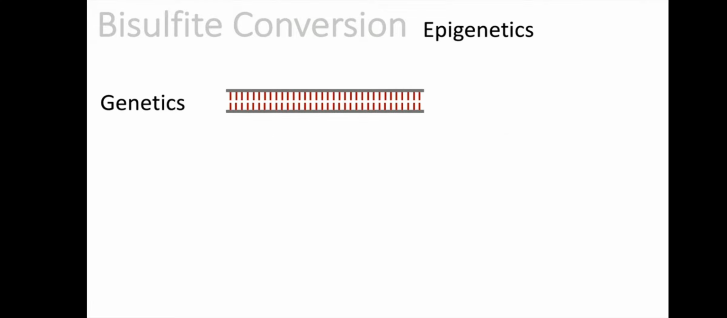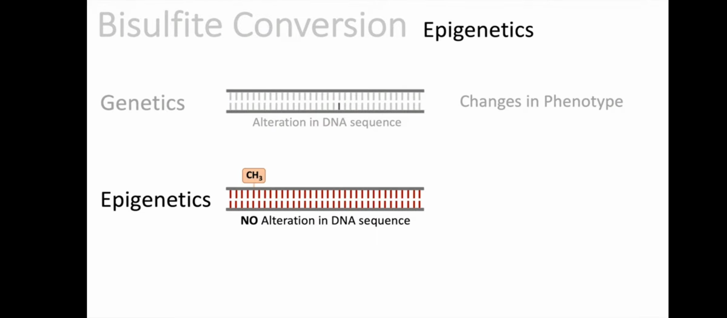In genetics, we talk about genes, and a mutation can alter the DNA sequence, and this can possibly lead to changes in the phenotype. However, in epigenetics, we have no alteration in the DNA sequence itself. There is not a single nucleotide changed here. However, we have a methylation of a cytosine, for example, and methylation or different other epigenetic changes, such as histone modifications, can also change the phenotype.